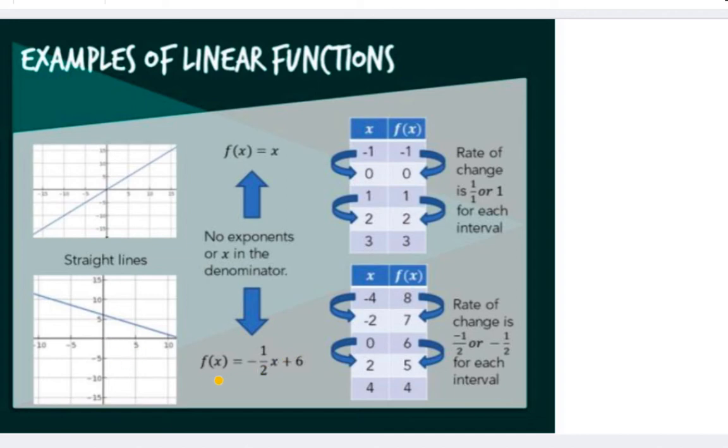This example is not a direct variation because it does not pass through the origin. So f of x still means y equals -1 half x plus 6. This means every time you plugged in an x number, you multiplied that number by -1 half, then added 6 to it. So if we check the table, every time the y number is going down by 1, the x number is going up by 2. That's how we find the rate of change.